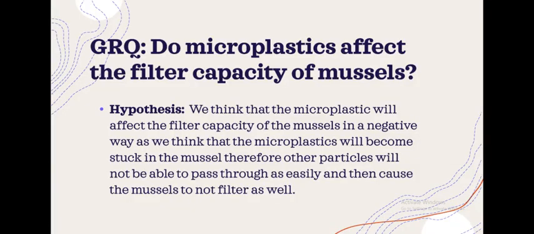Our GRQ is, do microplastics affect the filter capacity of mussels? Our hypothesis: we think that the microplastics will affect the filter capacity of the mussels in a negative way, as we think that the microplastics will become stuck in the mussel, therefore other particles will not be able to pass through as easily and then cause the mussel to not filter as well.